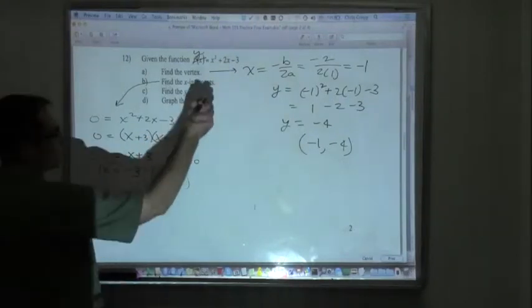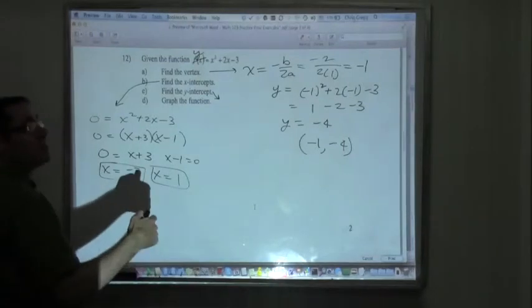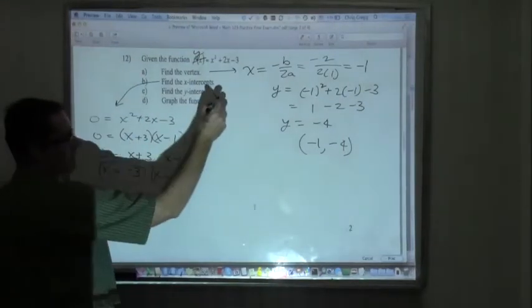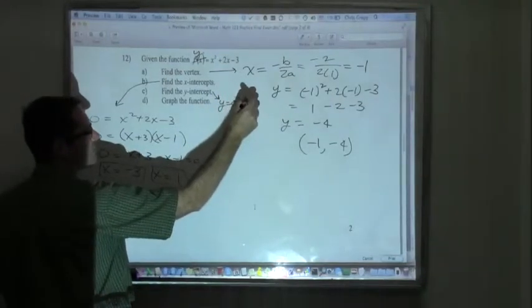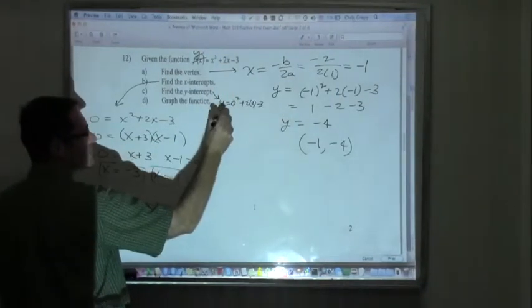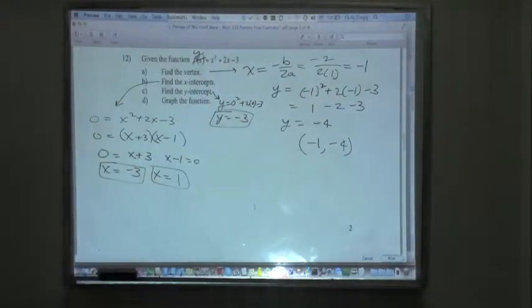The y-intercept's pretty easy to find. What do you do to find the y-intercept? Set x equal to 0. y equals 0 squared plus 2 times 0 minus 3. So y equals negative 3. OK? And yes, you will have to graph it.